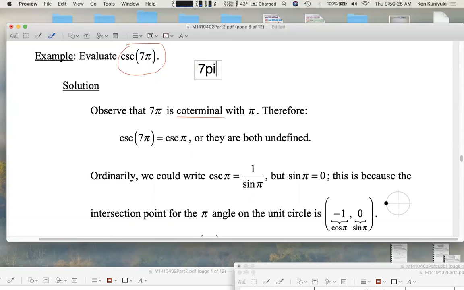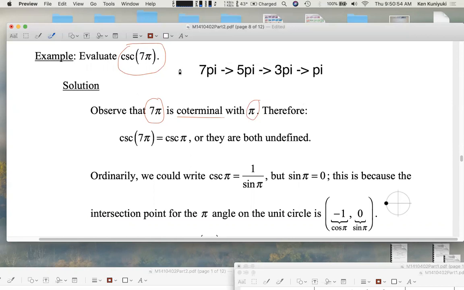We start with 7 pi. If we subtract 2 pi, we get 5 pi. If we subtract 2 pi again, we get 3 pi. If we subtract 2 pi again, we get 1 pi. And 1 pi is finally a pretty nice angle. So let's say that 7 pi is coterminal with pi. We know pi pretty well.